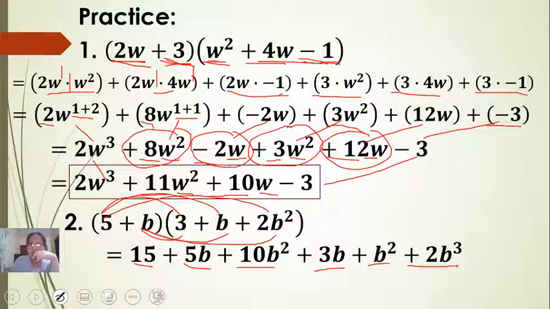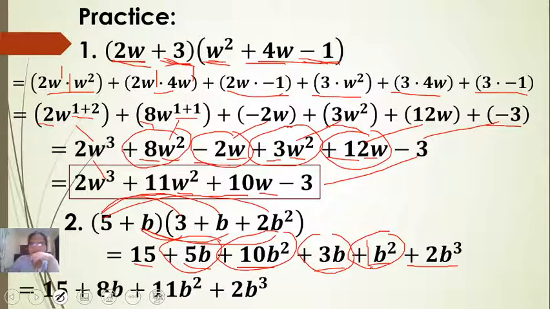And then combine terms that are similar in the expression. So we can combine 5b and 3b, that will give us 8b. And then 10b squared plus b squared, so there's an invisible 1 there. 10 plus 1 will give us 11. So this is the answer. So we have 15 in here, 5b plus 3b, that will give us 8b in there. 10b squared plus b squared is 11b squared, and then copy 2b cubed.